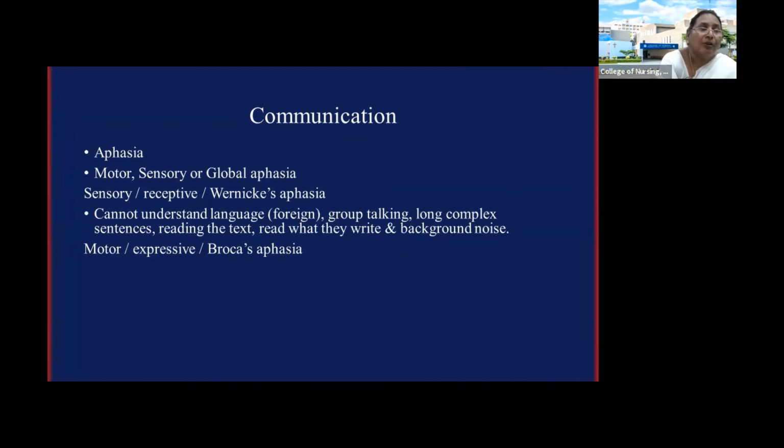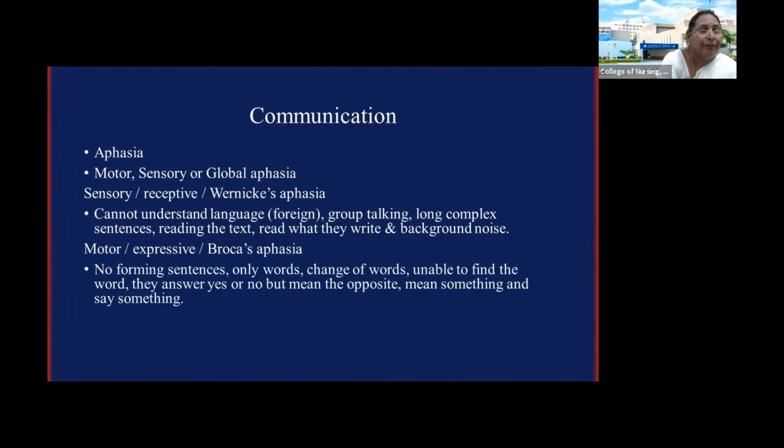Motor aphasia, on the other hand, is called expressive or Broca's aphasia. Broca's area is in the frontal lobe and Wernicke's area is in the temporal lobe. These patients will understand perfectly well. You ask them, what did you eat this morning? They will not be able to say. They cannot form sentences. They can only utter single words, just one word. And if they want to say milk, they will say water. If they want to say water, they will say milk. It is very difficult for them to find the right word.